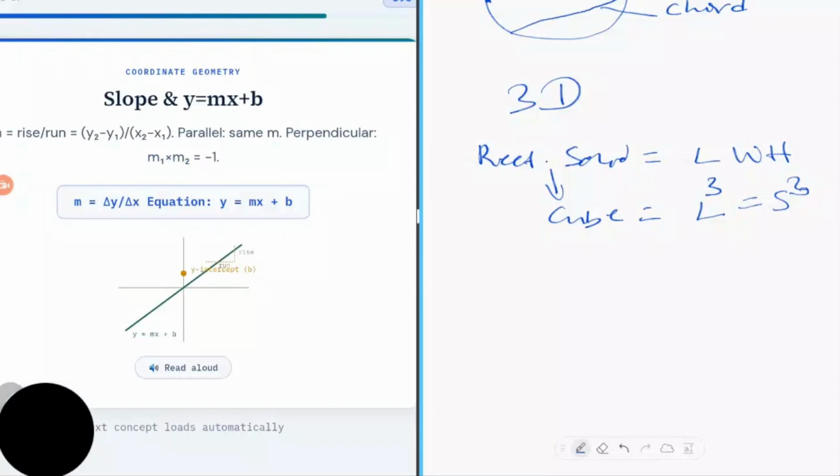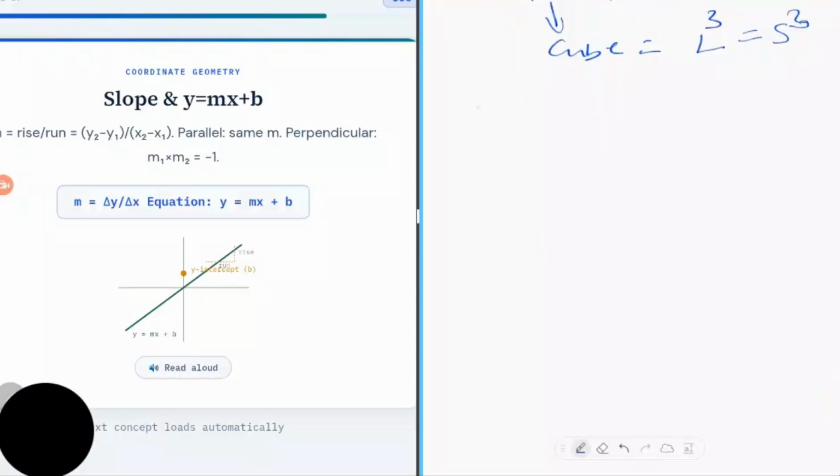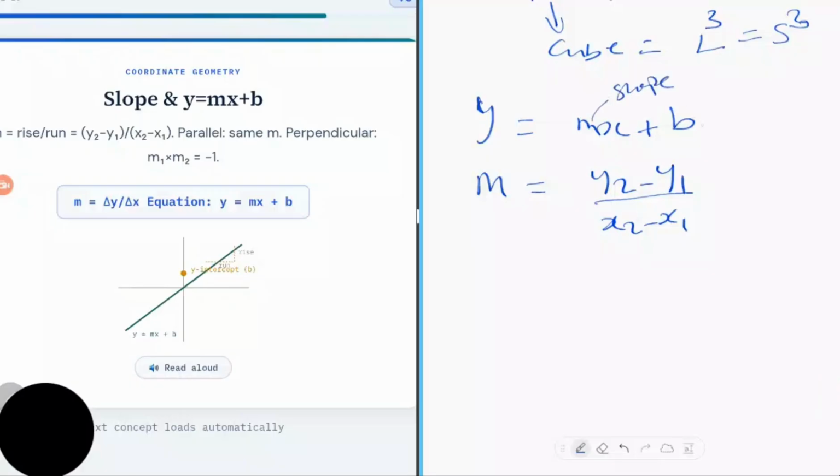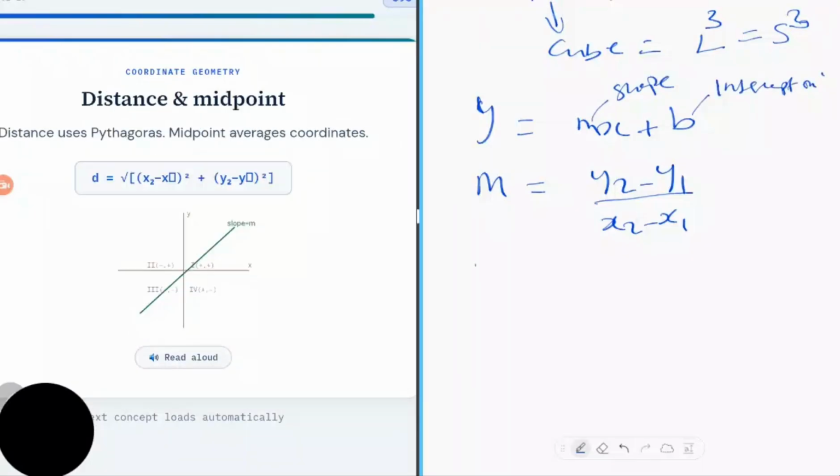Alright, we have moved to coordinate geometry. The equation of a line is y equals mx plus b. The slope is the same, that is why we wrote the same m, because m is the slope. b is the intercept on y. Something is missing there: d equals the square root of, which is just taken from the Pythagorean theorem, (x2 minus x1) squared plus, not minus, (y2 minus y1) squared.